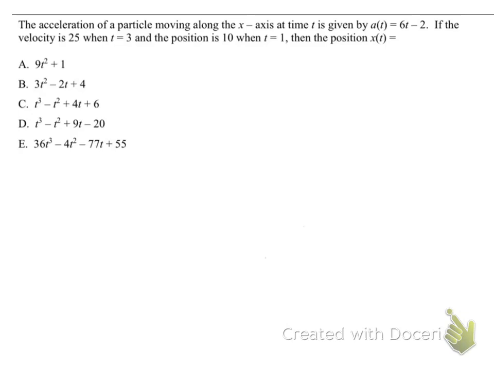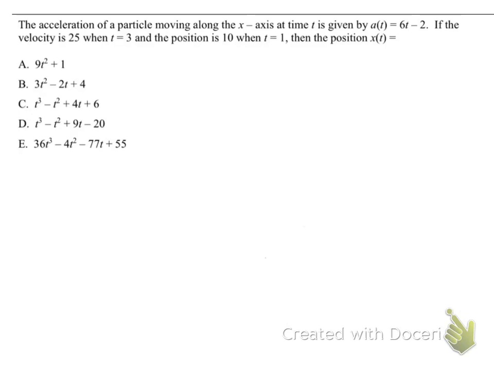Okay, so the acceleration of a particle moving along the x-axis at time t is given by a of t is equal to 6t minus 2. If the velocity is 25 when t equals 3 and the position is 10 when t equals 1, then the position x of t is equal to what? Okay, and you have all of those choices. So this technically is not your normal differential equation, but you're going to be using the same process.